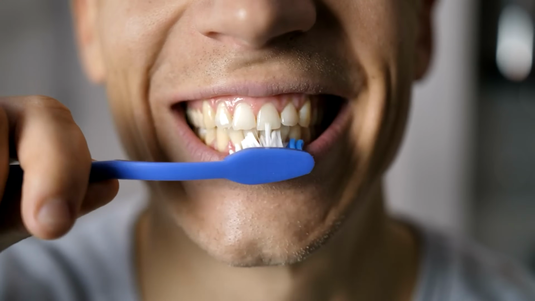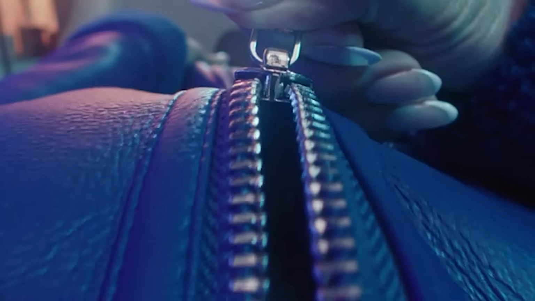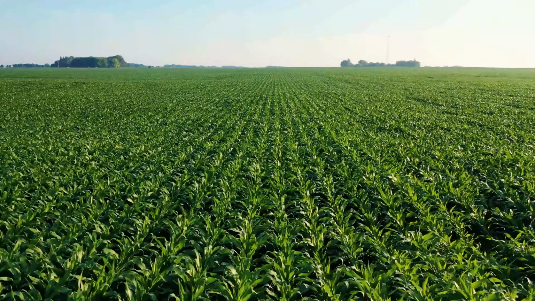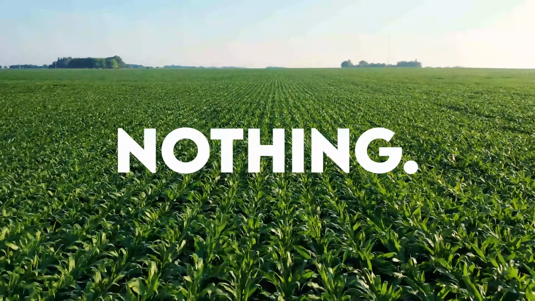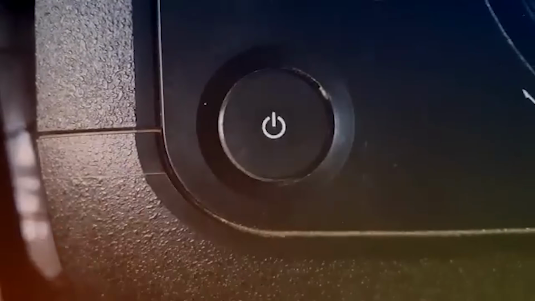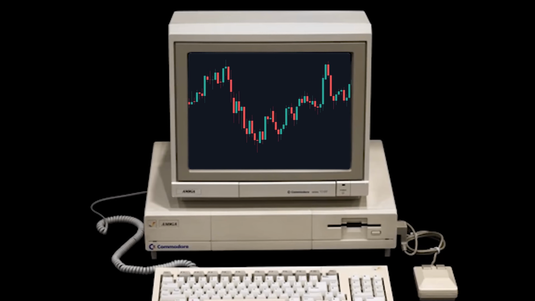You wake up, brush your teeth, pour your morning cup of joe, pack your suitcase. You then proceed to order an Uber. You then head to the airport. Then you run to the terminal, fly to Nebraska. What's in Nebraska? Nothing. You fly back to wherever you live, go to your computer, start your computer, open your trading chart, and now you're ready to trade.